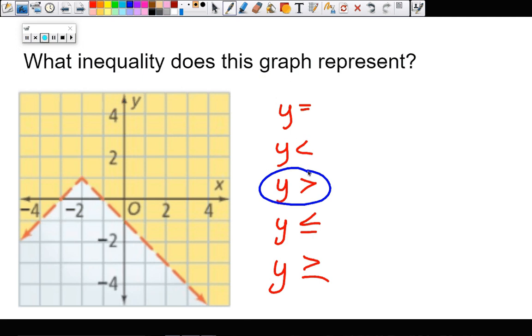Listen. It's not this one because it's not a solid line. It's not these because it's not a solid line. So the only two it could be is y is less than or y is greater than. Because we are shading, this goes back to inequalities with systems of equations. We're shading all the y values that are above this graph. Okay? So because there's no equals, this will be a dashed graph.